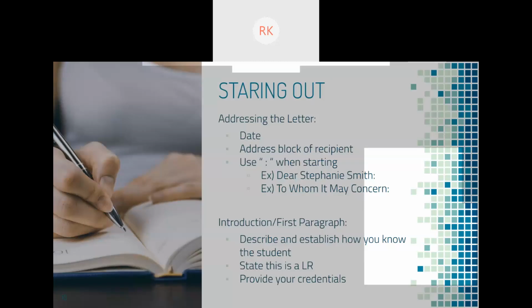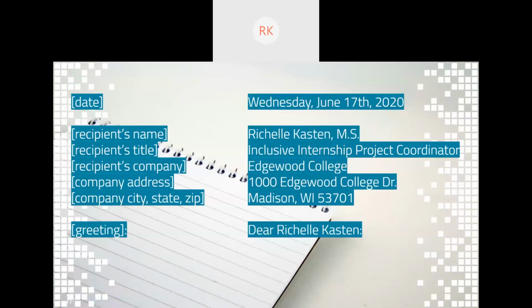Okay, so I'm going to go into an example of that address block. On the left, you'll see I have the very generic, you put the date, add a space, you're going to put the recipient's name, their title, where they work, and then the address. And then another space, and you'll do the greeting as I discussed earlier.